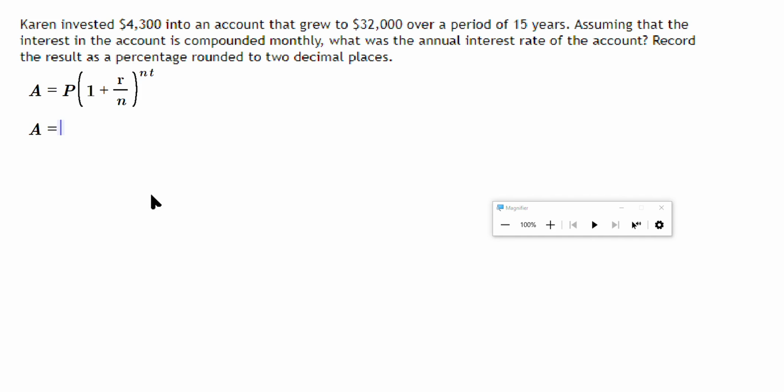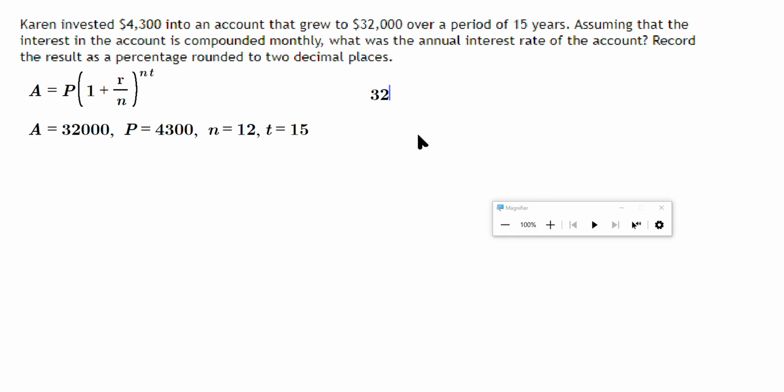A is the 32,000, and then P, which is how much you invest initially, is 4,300. N is equal to 12 because it's 12 times per year. That's what monthly means. And then T is 15. So identify your values, plug them into the basic formula, and solve for R.